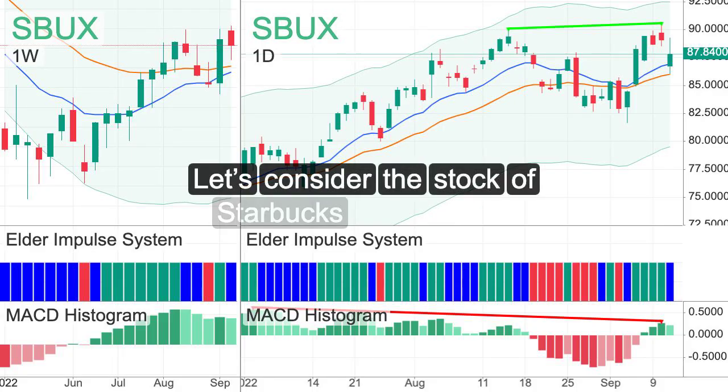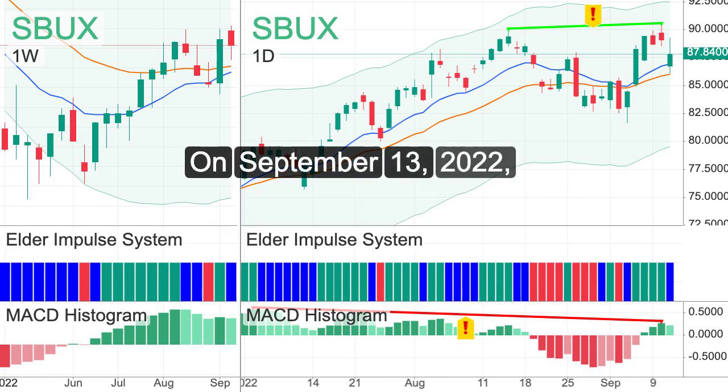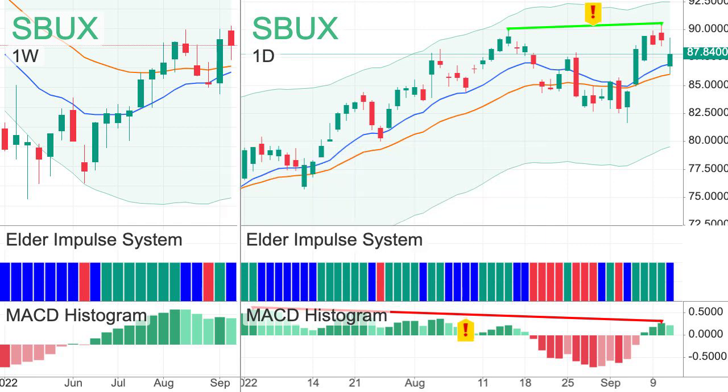Let's consider the stock of SBUX Corporation. On September 13, 2022, a bear divergence formed in an uptrend. This is a strong sell signal. There is a first light bar on the histogram. Are you ready to submit a sell order?